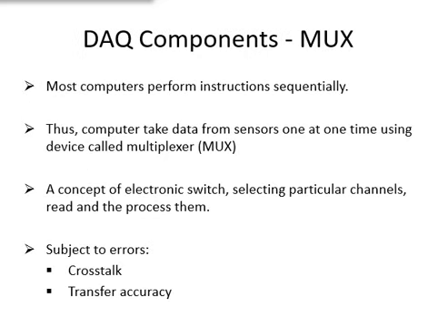As mentioned above, most computers perform instructions in a sequential manner. The simplest method to take data is to read the output of the sensors sequentially. In most cases, the computer reads information from the various channels one at a time using a device called a multiplexer. The multiplexer used in this application is essentially an electronic switch. The computer instructs the multiplexer to select a particular channel, and the data are read and processed. The computer then calls the multiplexer to select another channel, and so forth.